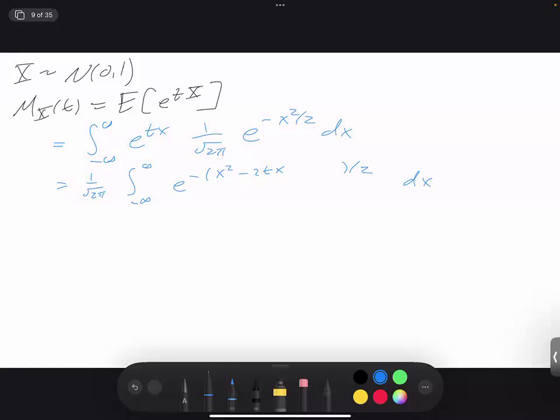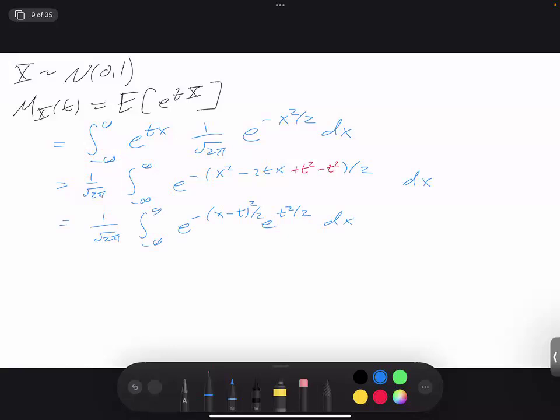So we have x squared minus 2tx. What would you love to add in? T squared. So you can add t squared. And because you're adding in t squared, what do we need to do after adding in t squared? Subtract t squared. As long as we do that, that's fine. Now this is going to be 1 over square root of 2 pi, the integral from minus infinity to infinity of e to the negative (x minus t) squared over 2, and then the other factor is e to the t squared over 2, dx.